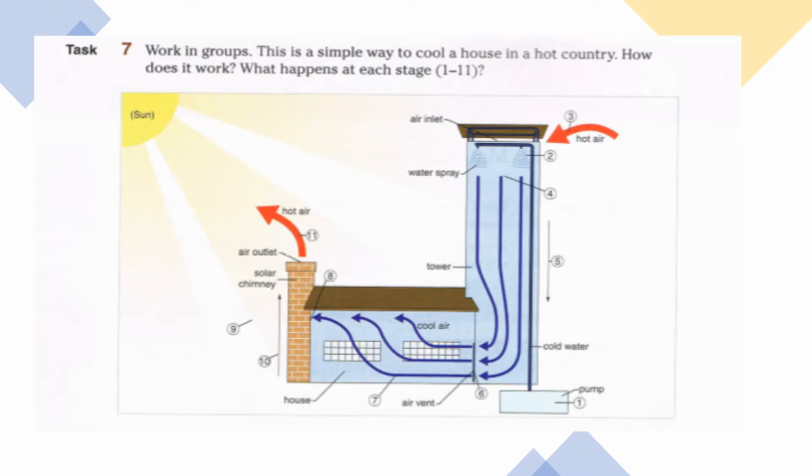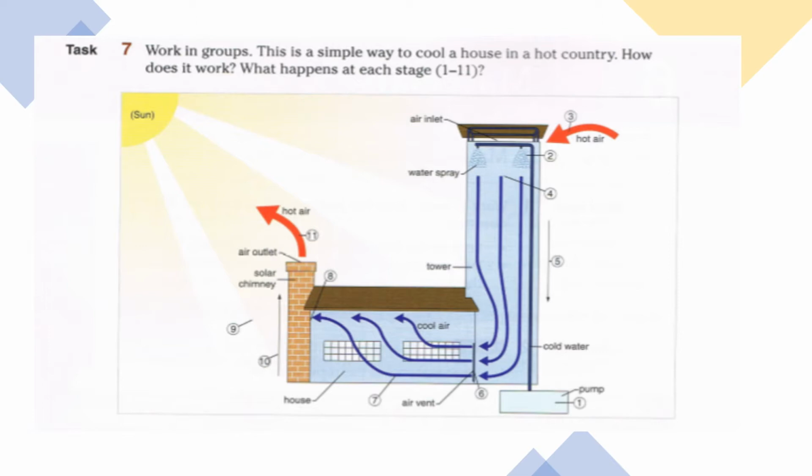Now let's move to page 41 to do task 7. This is a simple way to cool a house in a hot country. How does it work? What happens at each stage 1 through 11? Let's study this carefully. As you see on the left at the top, there is the sun which makes the house hot. Now let's look at number 1 on the right at the bottom.